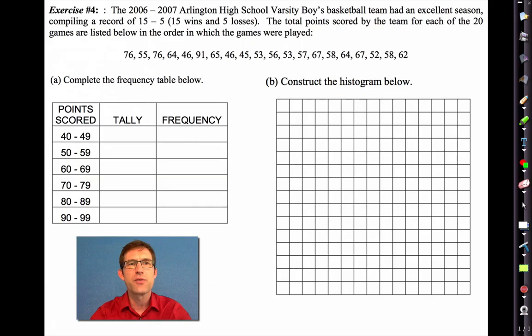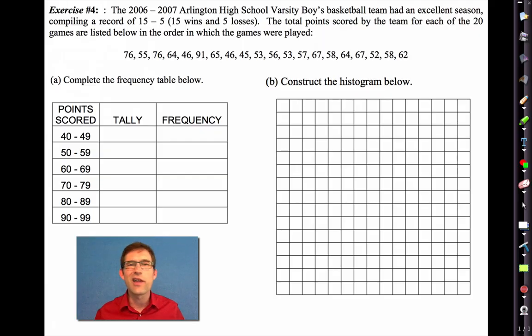So, exercise number 4. The 2006-2007 Arlington High School varsity boys basketball team had an excellent season, compiling a record of 15-5, 15 wins and 5 losses. I still remember it. The total points scored by the team for each of the 20 games are listed below in the order in which the games were played. Okay? So the order in which the games were played, not in numerical order. We want to create a histogram for that.